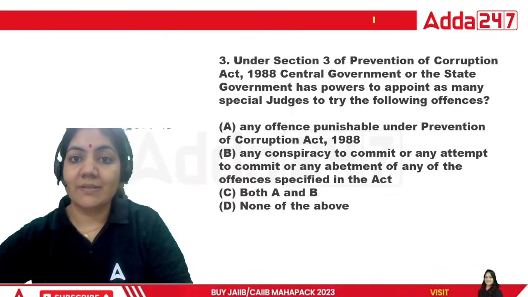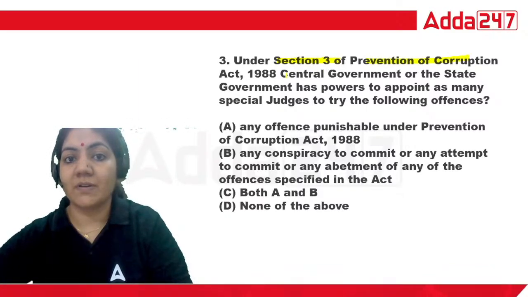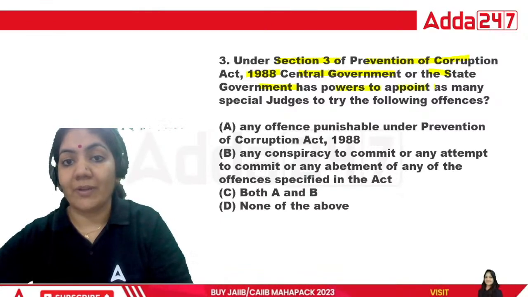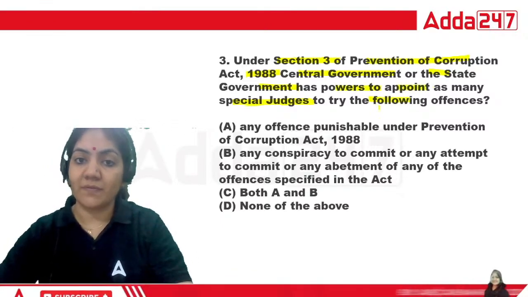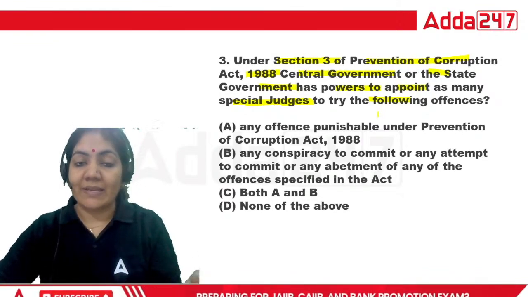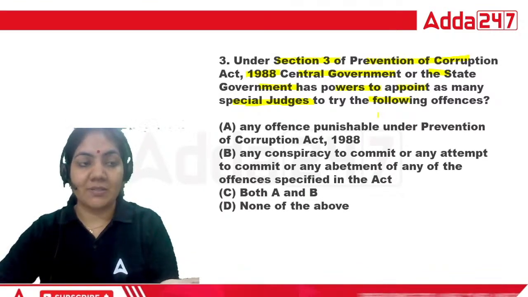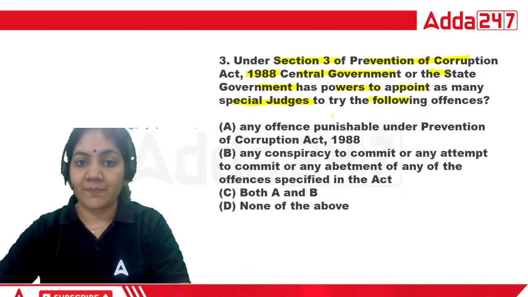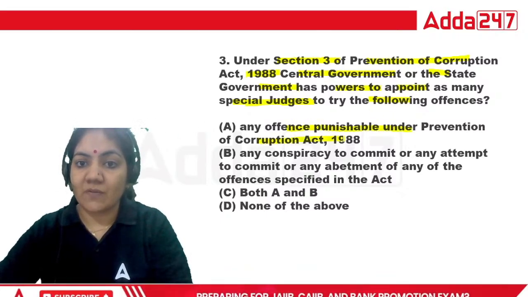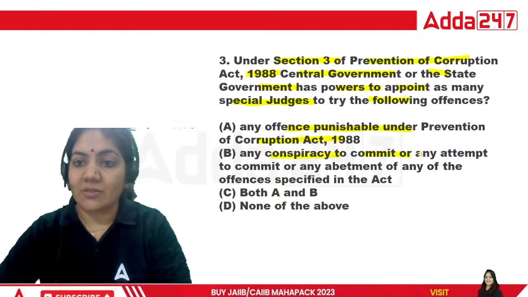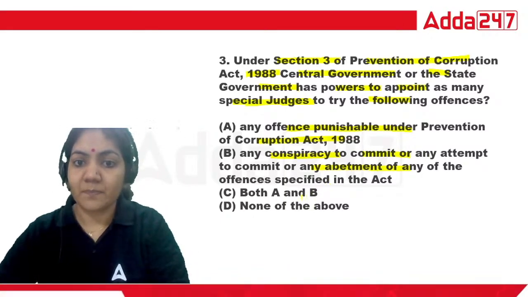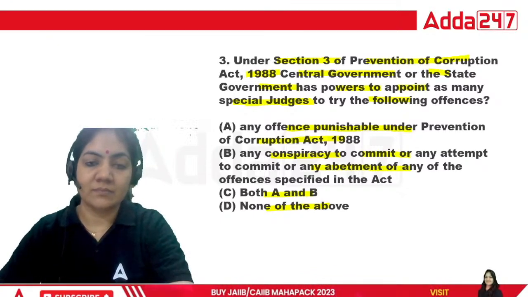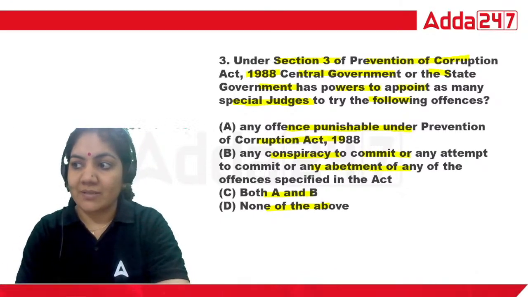The next one is under Section 3 of the Prevention of Corruption Act 1988. Central government or state government has power to appoint as many special judges to try the offense. As I already told you, a special judge is the person that is appointed under the Prevention of Corruption Act, and this special judge has to handle all the cases. So any offense punishable under the Prevention of Corruption Act, any conspiracy to commit or any attempt to commit or any abatement, both A and B, and none of the above. So what is the right answer? Tell me, class. What is the right answer for this question?